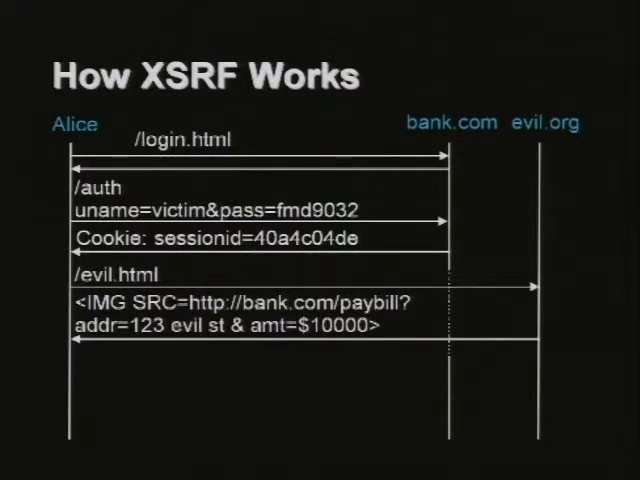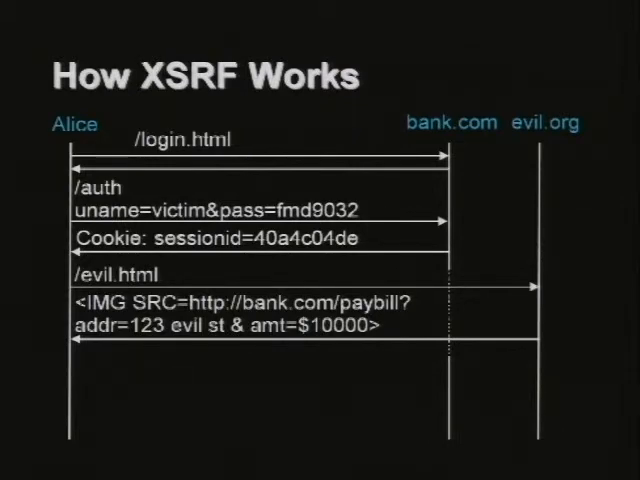Image source equals http://bank.com/paybill, and then it passes some parameters. It passes the attacker's address. The address is 123 Evil Street, and amount is $10,000. So, Alice's browser gets back all this HTML, and of course, being a good browser, the browser wants to render the page for the user. So, by the way, I simplified this. This might not be perfectly technically accurate, but it's simplified for the clarity of explanation.